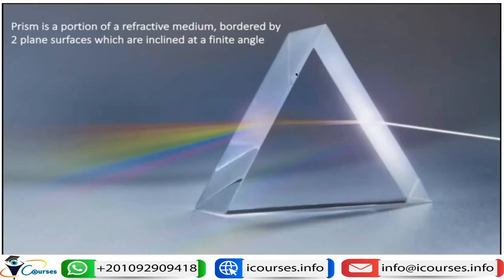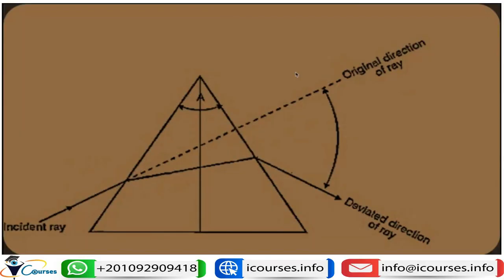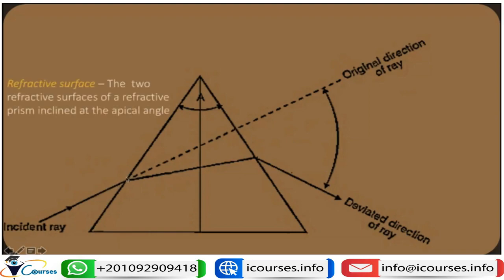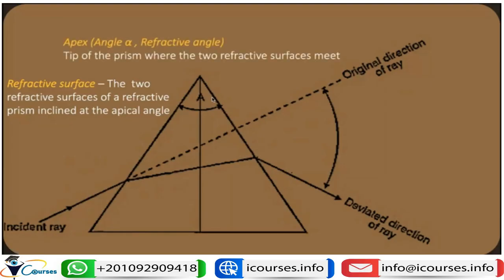Now we will know the anatomy of the prism, what the structure of the prism is, and what the basic terminology is. So here we have the prism. Usually the prism is drawn as a triangle. As you can see, the incident ray will fall on one surface. This is called a refractive surface. Every prism has two refractive surfaces. These refractive surfaces are joined together, as we said in the definition, by an angle. This angle is called the apical angle, or angle alpha, or the refractive angle.